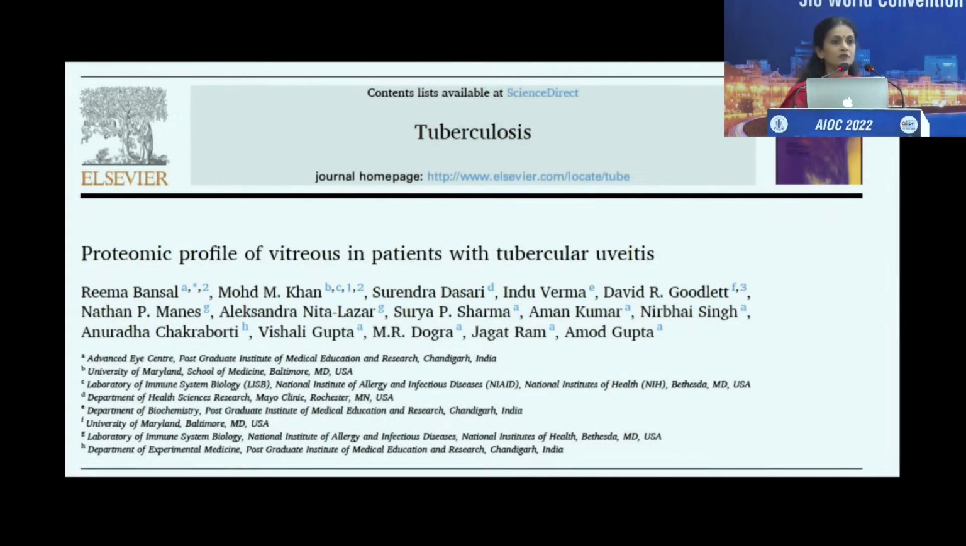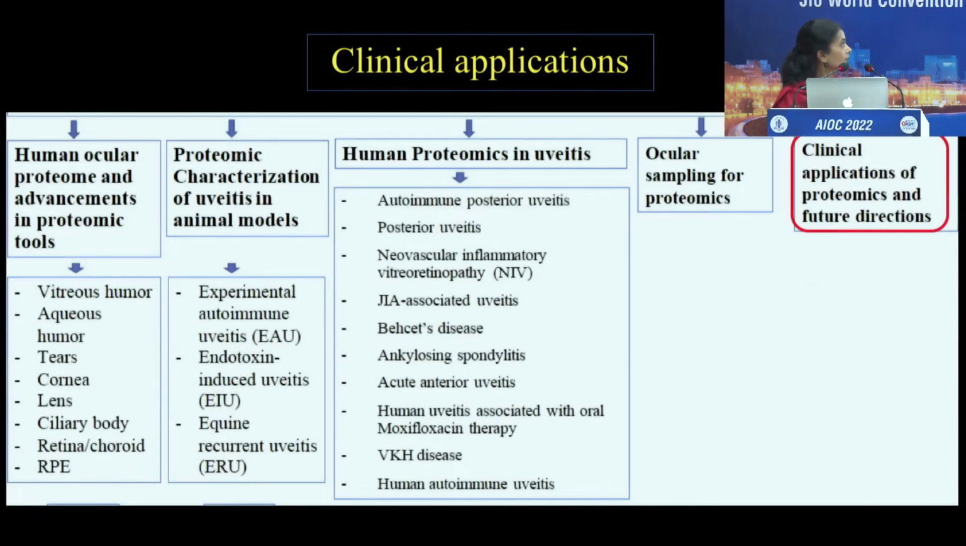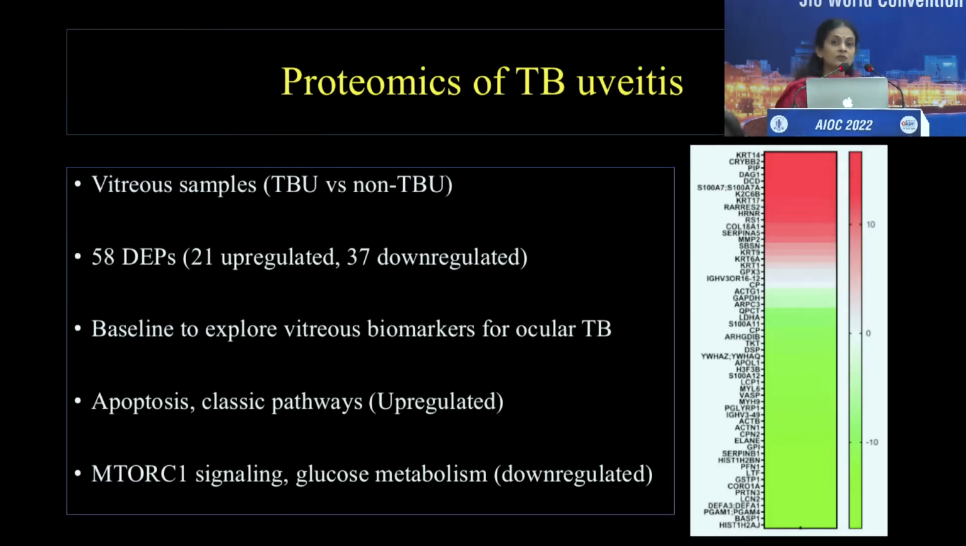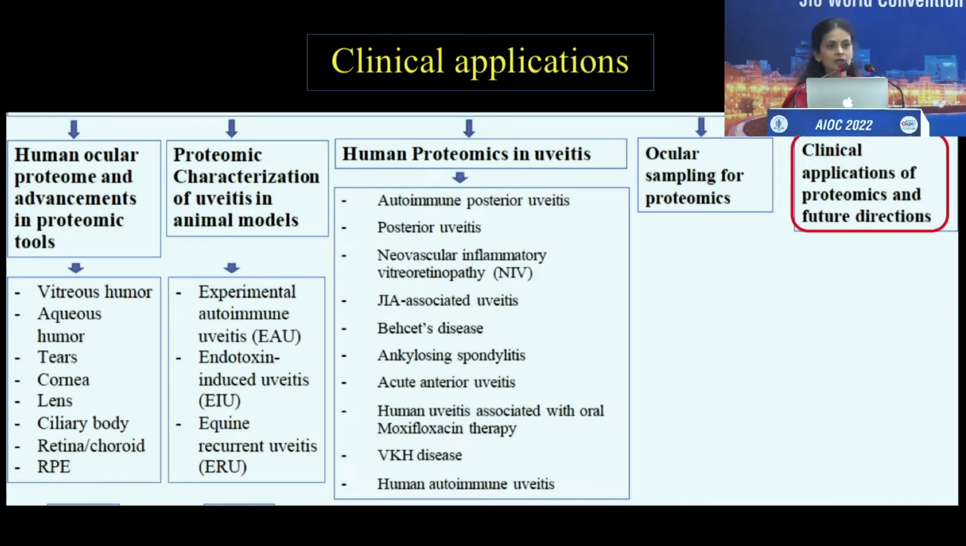So we have our experience in TB uveitis, and just a brief input on that. We subjected the vitreous samples of TB uveitis versus non-TB uveitis patients to proteomics. We found there were 58 differentially expressed proteins in these patients of TB uveitis, out of which 21 were upregulated and 37 downregulated. So this study provided us a baseline to explore vitreous biomarkers for ocular TB, and certain pathways we identified were upregulated, and certain pathways were downregulated as compared to the non-TB uveitis group.